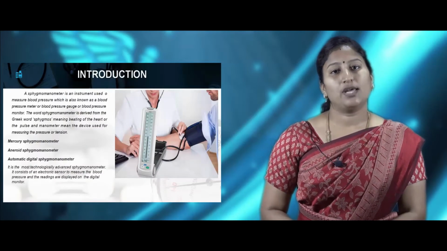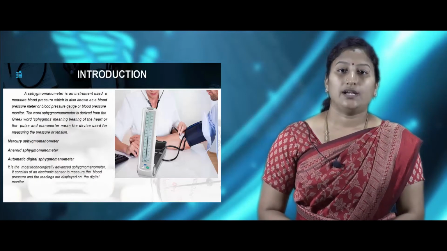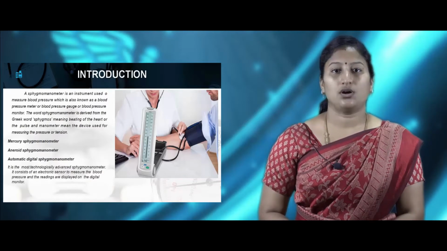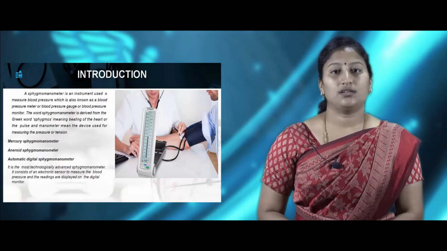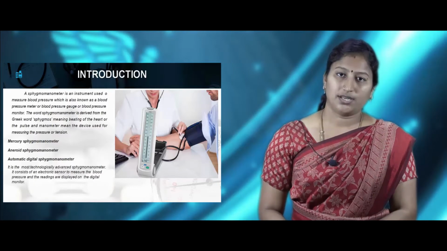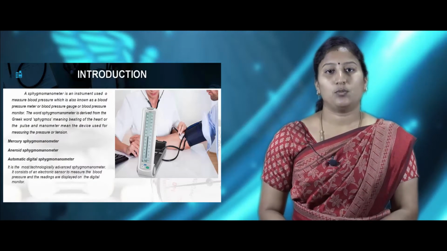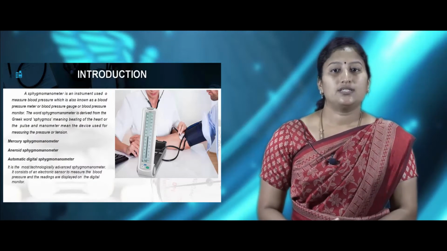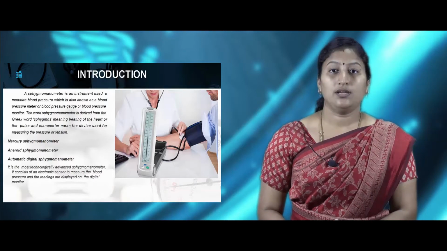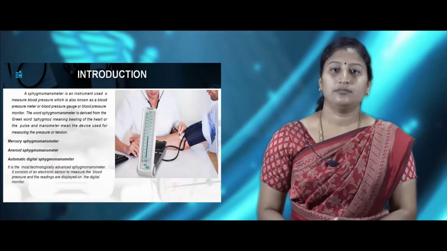Sphygmomanometer. A sphygmomanometer is a device used to measure blood pressure and it is also known as blood pressure meter, blood pressure gauge or blood pressure monitor. There are three types of sphygmomanometer: mercury, aneroid and automatic digital sphygmomanometer. Automatic digital sphygmomanometer is the most advanced sphygmomanometer and it consists of a sensor in order to measure the blood pressure.